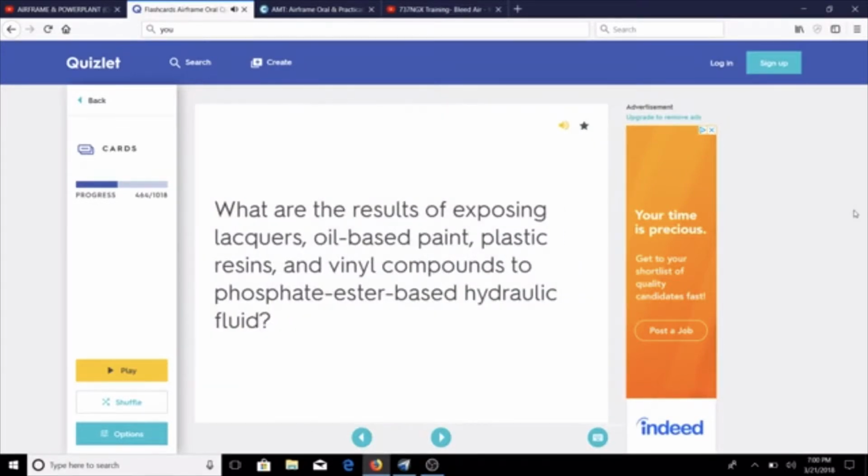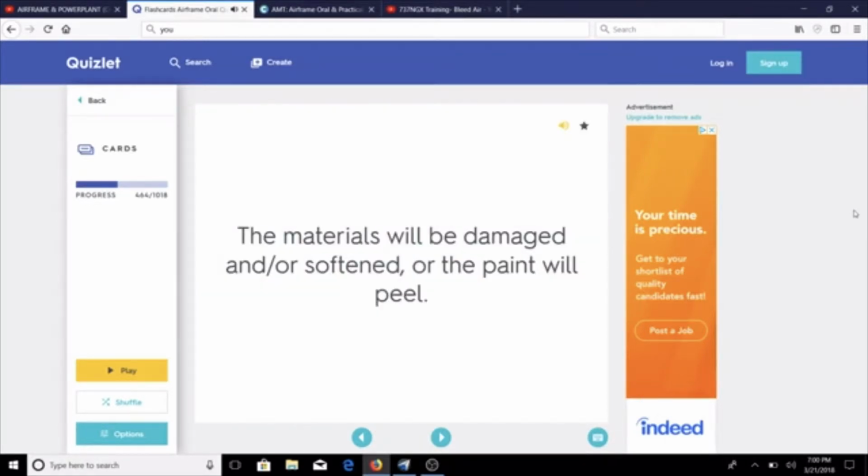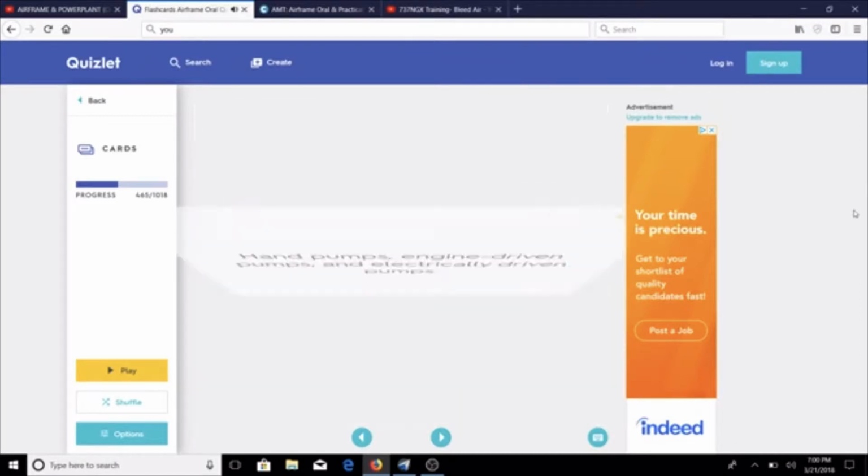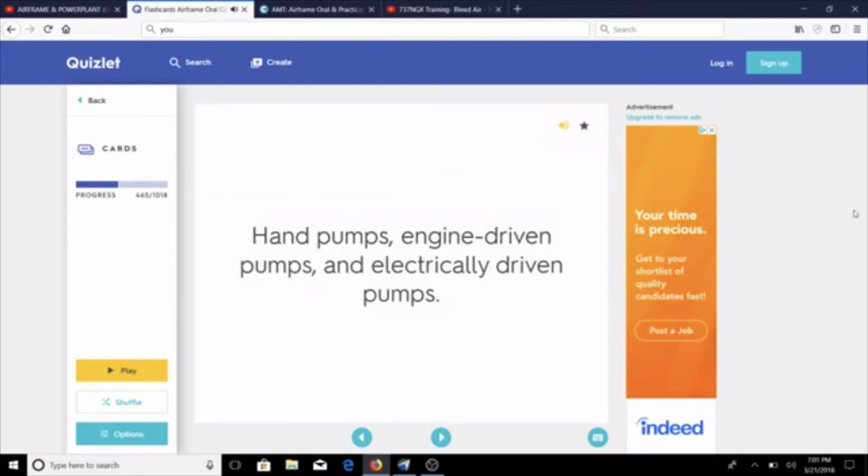What are the results of exposing lacquers, oil-based paint, plastic resins, and vinyl compounds to phosphate ester-based hydraulic fluid? The materials will be damaged and/or softened, or the paint will peel. Name several sources used to develop hydraulic pressure. Hand pumps, engine-driven pumps, and electrically driven pumps.